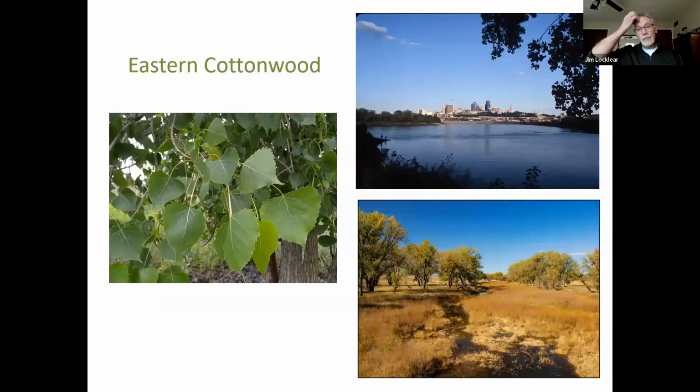The only tree that occurs throughout the watershed of the Kaw from east to west is the eastern cottonwood. So you see it framing this view of Kaw Point in Kansas City. And then down below, lower right, a grove of cottonwoods along the Arickaree River in the Fox Ranch Nature Conservancy Preserve in eastern Colorado.